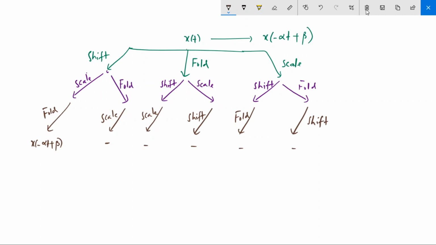Starting from xt, if I first shift it, since I have to get x of minus alpha t plus beta, it is t plus beta, so I should choose here x of t plus beta. So if it is x of t plus beta, it means what is the nature of shift? It is shifted to the left by beta. So this is basically a left shift by beta. If you fold it, you will simply get x of minus t here. If I scale it, I have to scale by alpha. So I will get here x of alpha t.